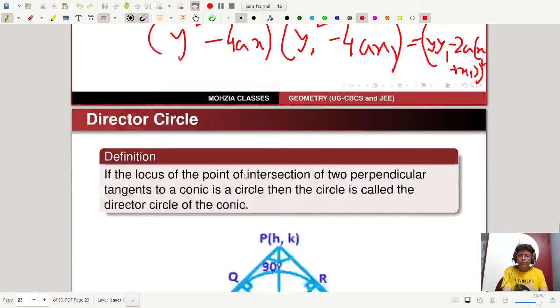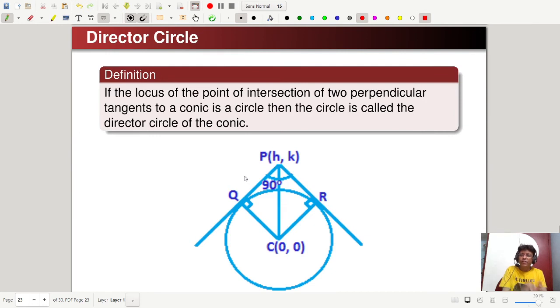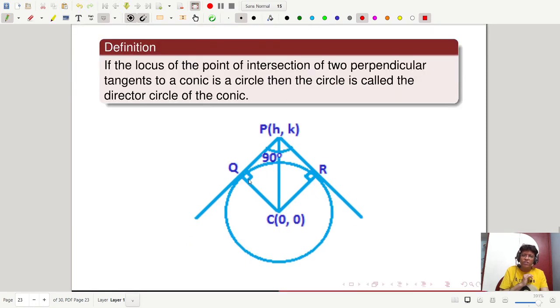Okay. Next, I will define the director circle, which is connected with the pair of tangents. That is why in my lecture today, I will describe the director circle also. The definition of the director circle is: the locus of the point of intersection of two perpendicular tangents to a conic is a circle.